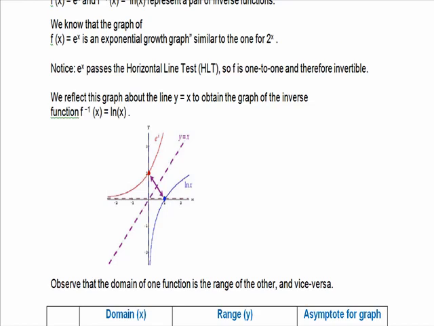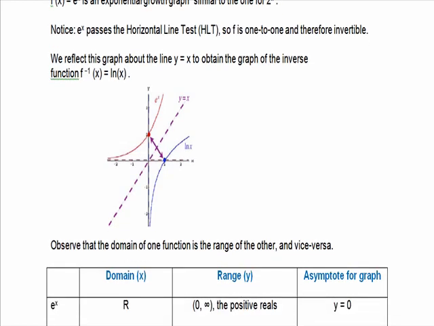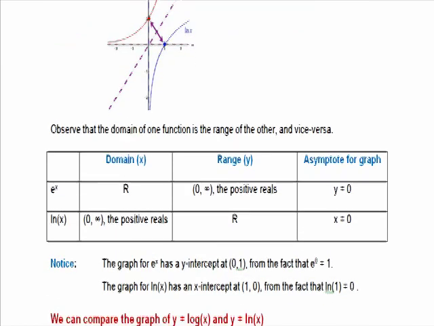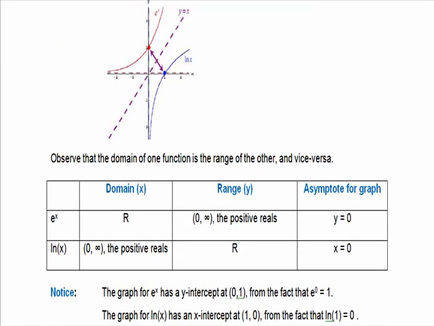So take a look at the graph and make sure that you're comfortable with what the graph of e to the x looks like versus the graph of natural log of x. Like we did before, we could actually compare some information about e to the x and the natural log of x. Notice e to the x has as its domain the reals, and likewise the natural log of x will have as its range the reals.